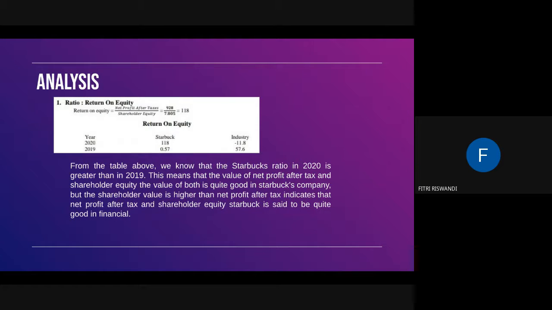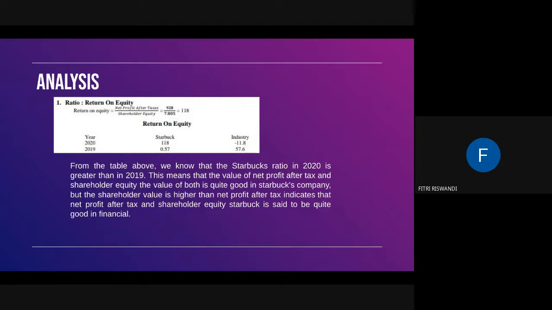And the next is analysis. The analysis I take from return on equity. Return on equity is net profit after tax divided by shareholder equity, and the result for the year 2020 is 118, and for the year 2019 is 0.57. The industry average for 2020 is minus 11.8, and the industry average for 2019 is 57.6.